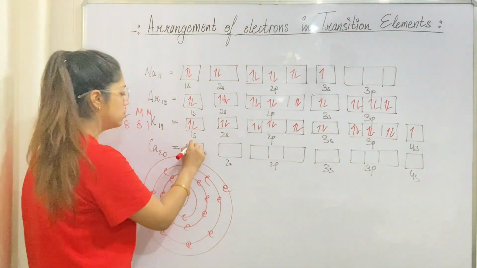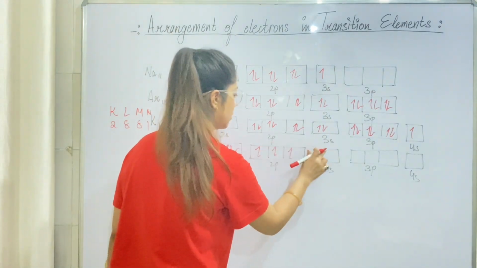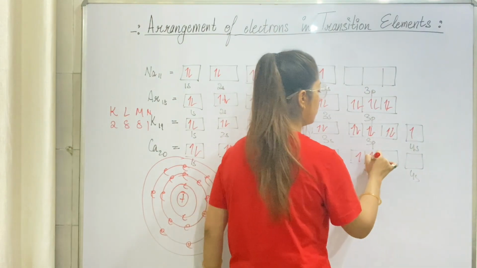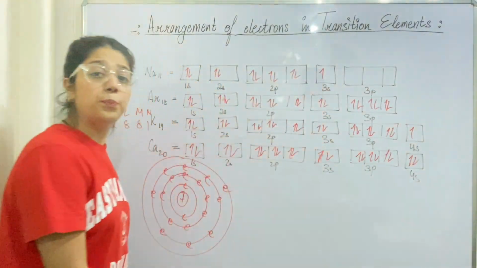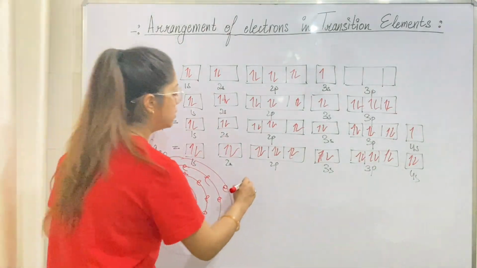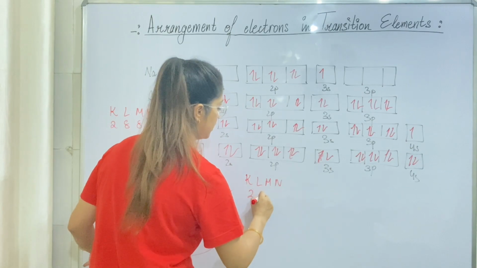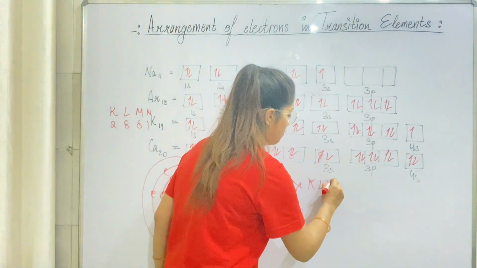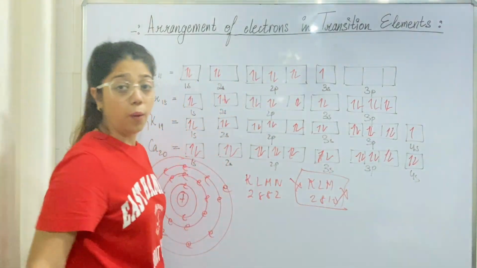So for calcium also 1, 2, 3, 4, 5, 6, 7, 8, 9, 10, 11, 12, 13, 14, 15, 16, 17, 18, 19 and 20. Okay, so that is why the configuration of calcium is K L M N 2, 8, 8, 2 and not K L M 2, 8, 10. This is wrong. Why?